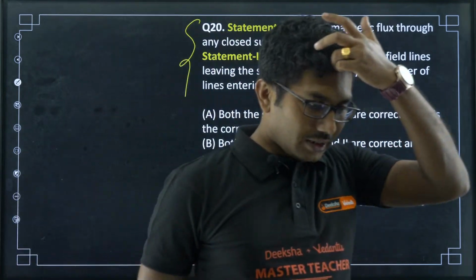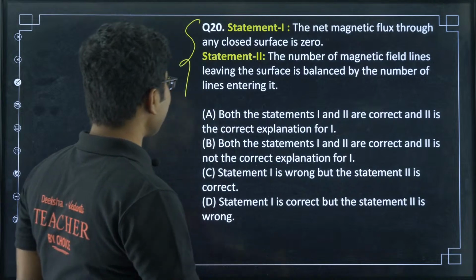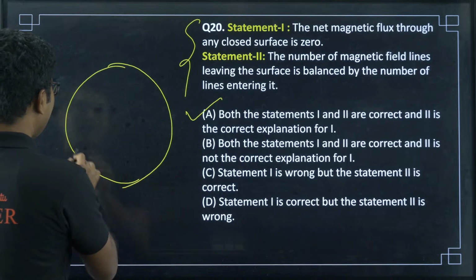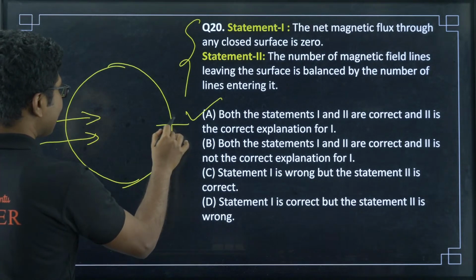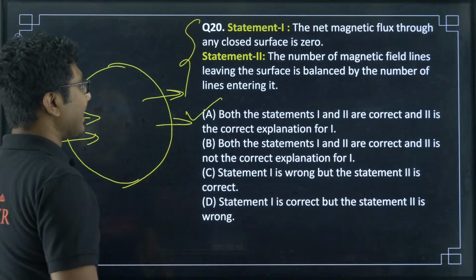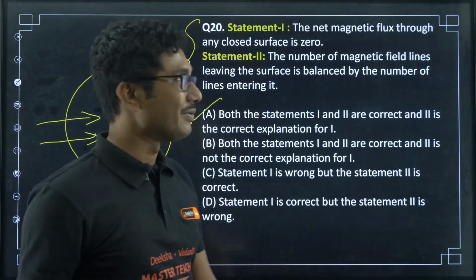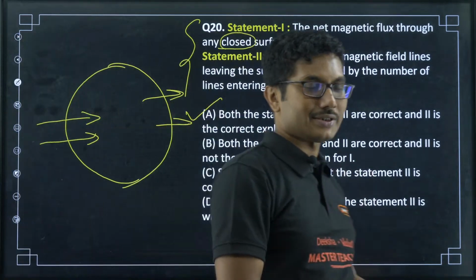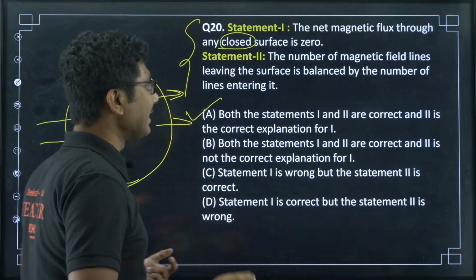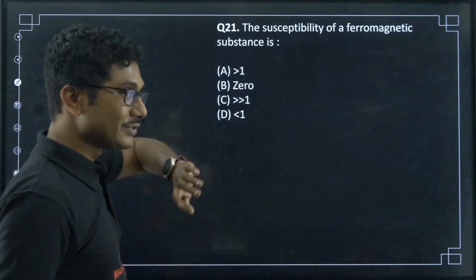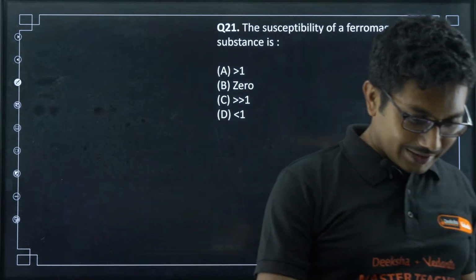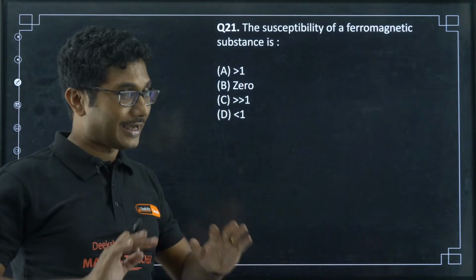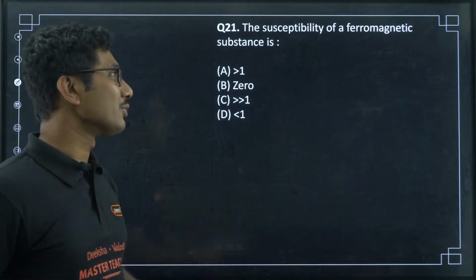So both statements are correct and it is the correct explanation. I already explained briefly that the number of field lines entering a surface is the same as the number of field lines exiting it. That's why the magnetic flux through a closed surface is always 0. So you have to be careful about whether the word closed is mentioned or not. If it is closed, then definitely it is 0. Students got confused in one question where closed was not there, when the question was magnetic flux through any surface is 0. Magnetic flux through any surface is not 0, only through a closed surface it is 0.